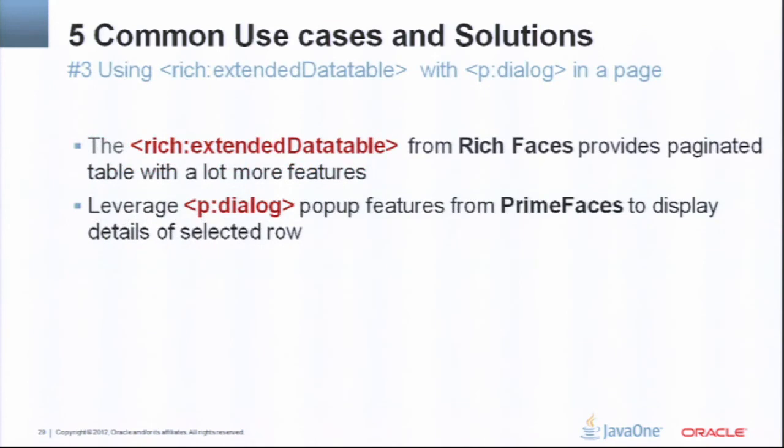Then another use case I have noticed: a data table from one component library, and while clicking on a specific row or button, the team wants to display the selected data in a pop-up. The pop-up could be coming from a different component library.